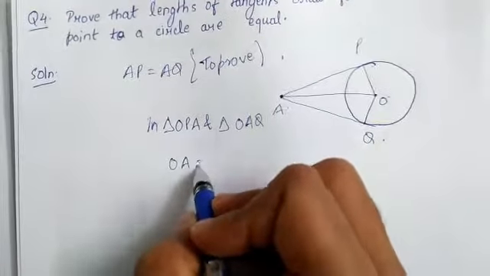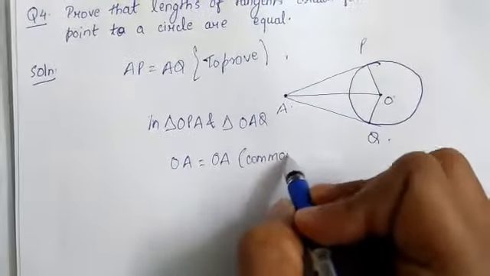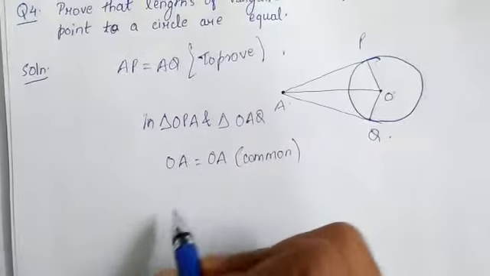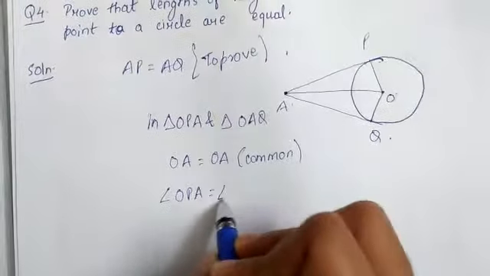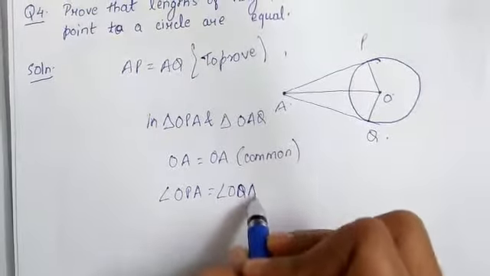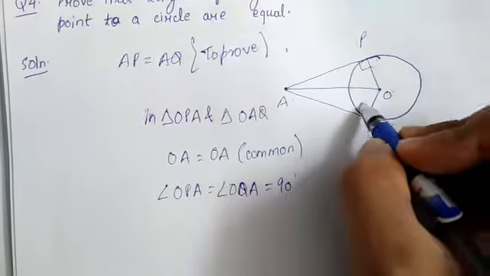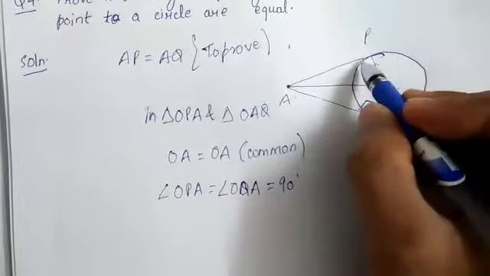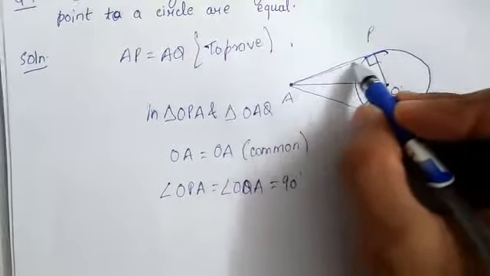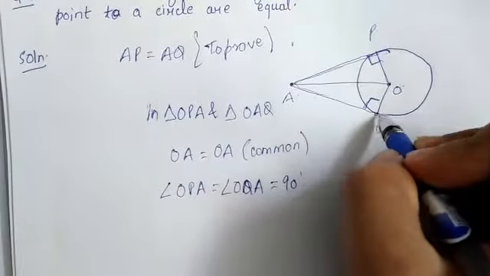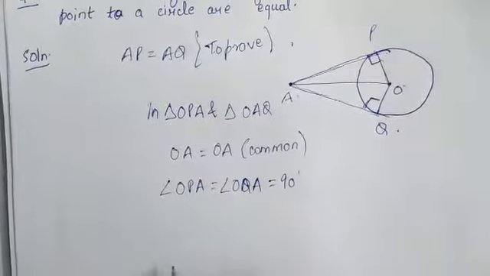OA is common first of all, so we have one side that is common. The second thing is angle OPA is equal to angle OQA. They are 90 degrees. Why are they 90 degrees? Because a line from the center of the circle to the tangent makes an angle of 90 degrees. This is the theorem you must have heard of. It is applicable to both the points Q as well as P. So both angles are equal, and they are equal to 90 degrees.